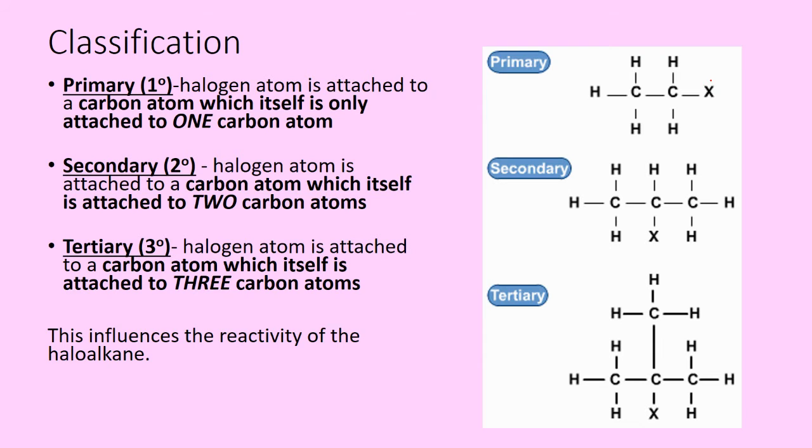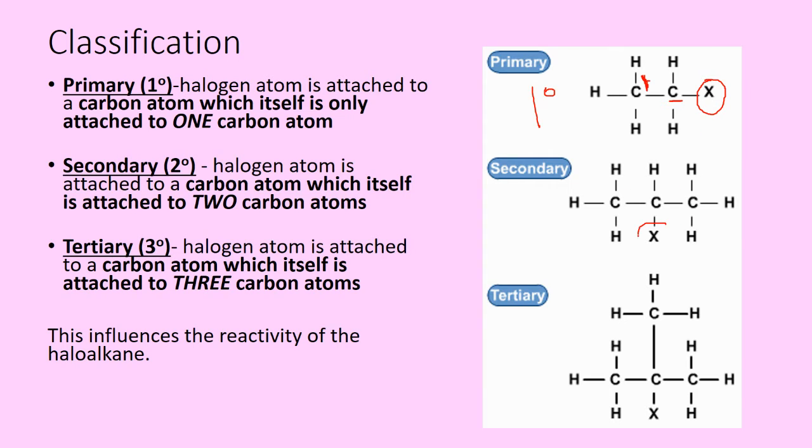In this example, the X represents the halogen. So if it's a primary haloalkane, the halogen is attached to a carbon, this is the carbon here, that is attached to only one other carbon. So this carbon is attached to one carbon, so it is a primary, and we could write it like this. It's a primary haloalkane.